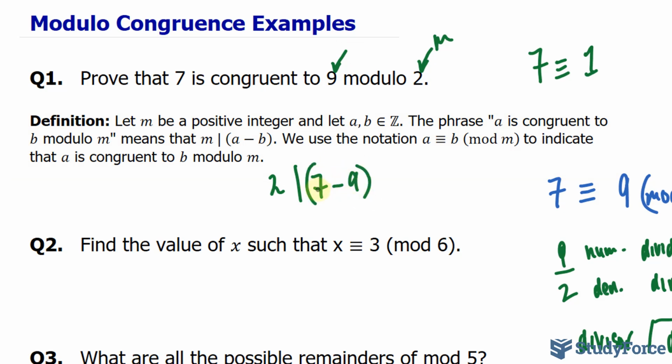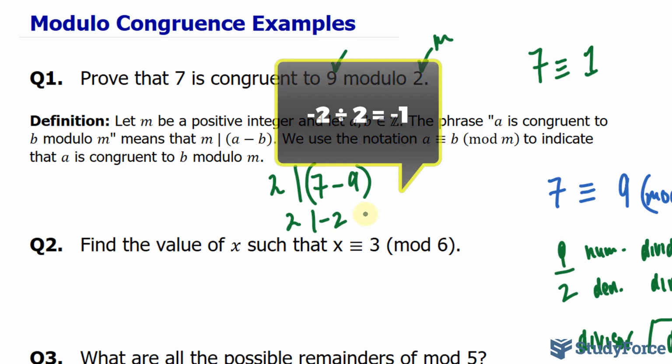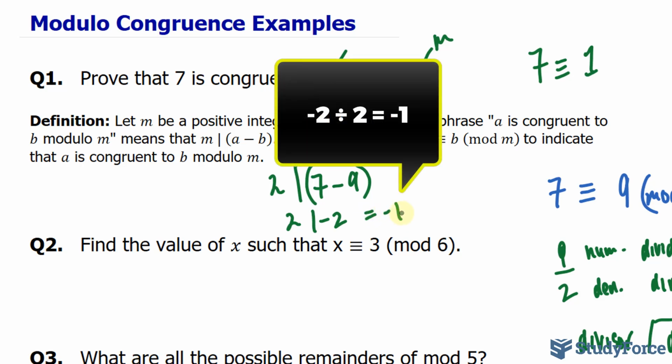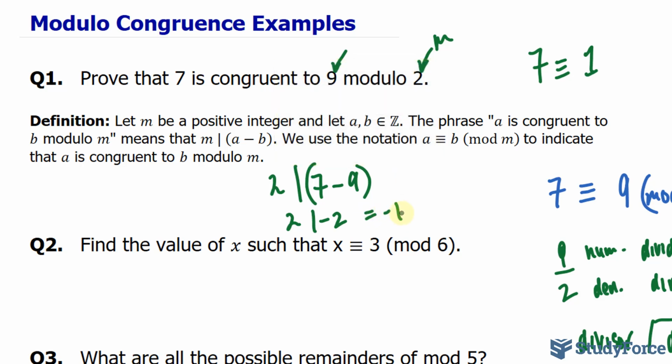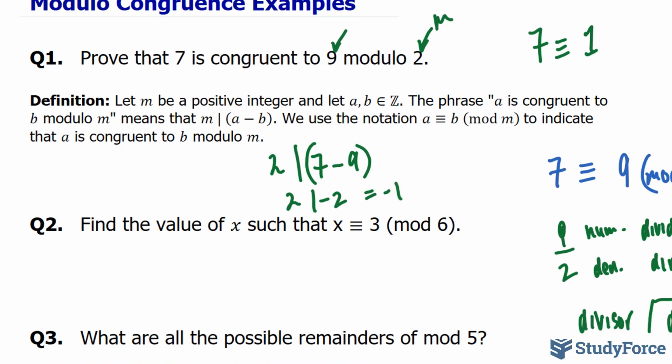So again, 7 is our a value and 9 is our b value. So does 2 divide 7 take away 9? Absolutely. Negative 2 happens to be a multiple of 2. And when that's the case, we can conclude that 2 divides negative 2, and therefore 7 is congruent to 9 modulo 2. If that was confusing to you, let's take a look at another example.